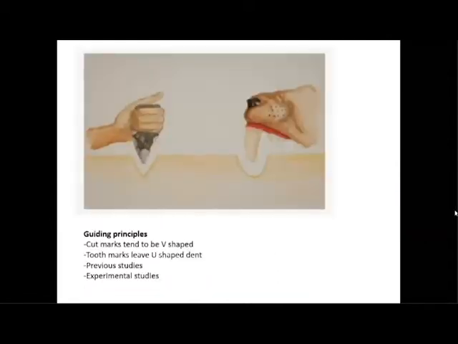Before I go on to anthropogenic modification, sometimes I'm asked questions like, how can you tell that this was caused on a bone by an animal and not a human?